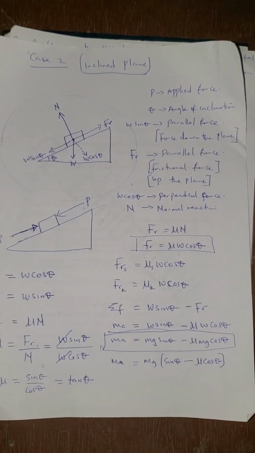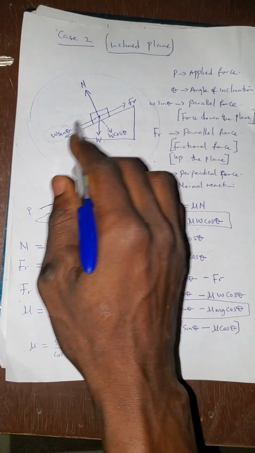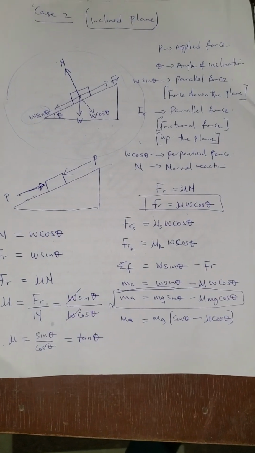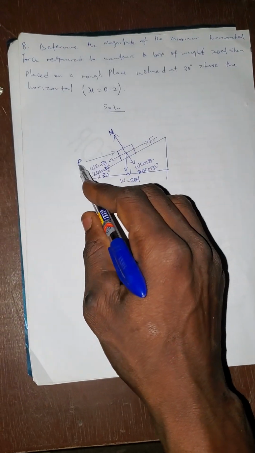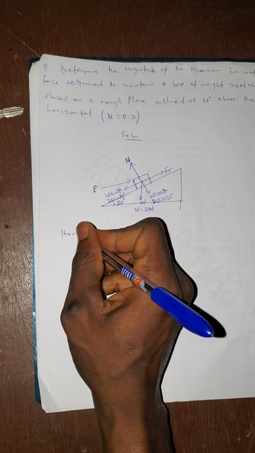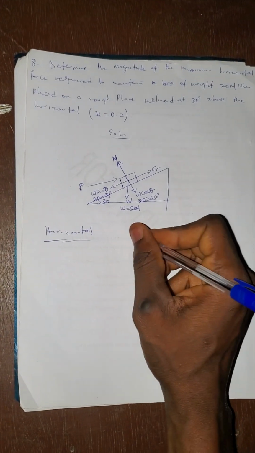But for this one, there is no applied force here. So this one is just the force, because it's on the inclined plane. It will move normally. But the force that will be required, because the question says the force that will be required to maintain the box. And that is why I told you, when you are asked to find the required force, then use P. Now when we use P like this, the next process is that you have to resolve this into, let's say, the horizontal aspect of this, and let's see the vertical aspect of this.